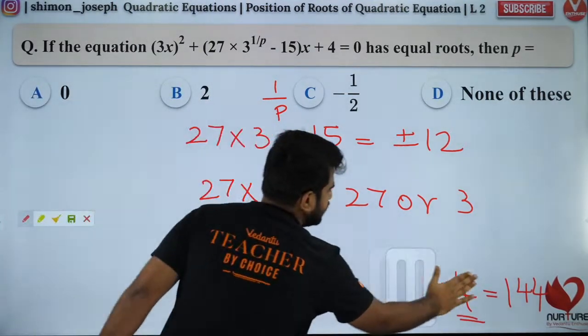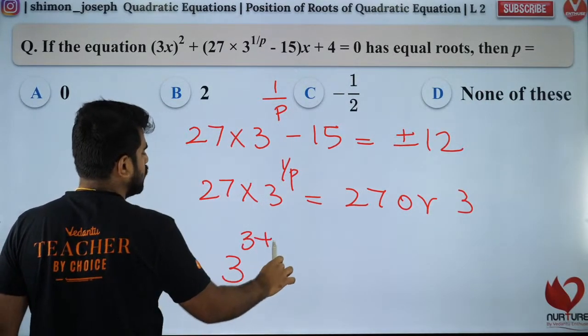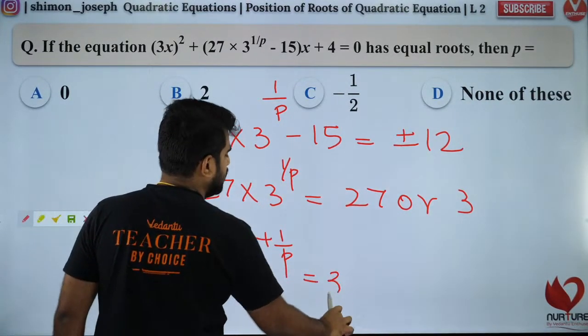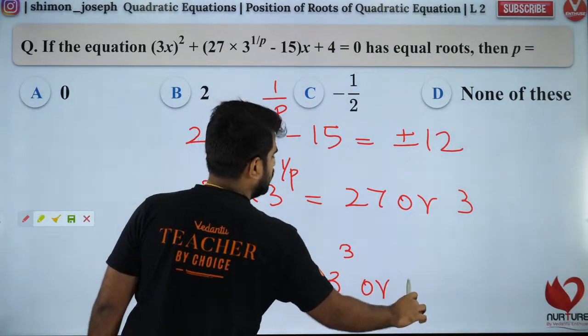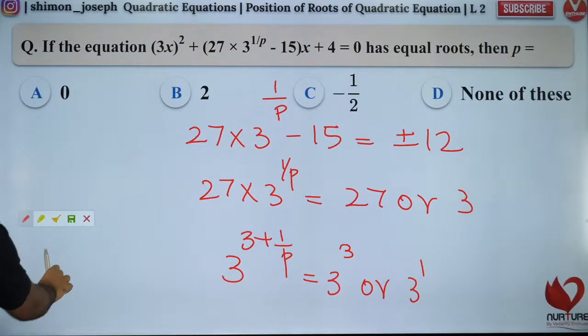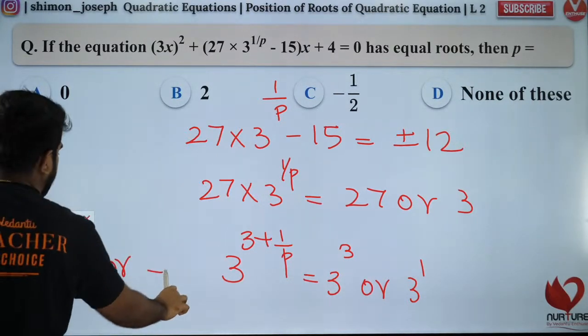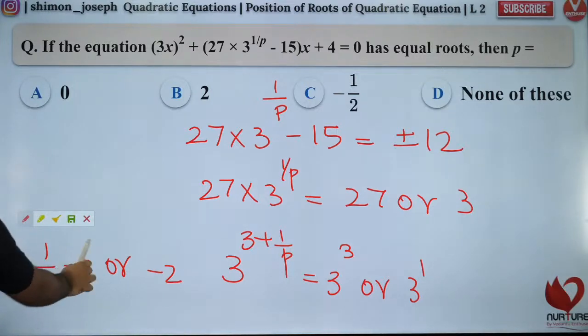So if you raise it and solve it, you will get what? 27 means what? 3 to the power 3 plus 1 by p is equal to 3 to the power 3 or 3 to the power 1. Got it? So you will get 1 by p to be 0 or 1 by p will be equal to minus 2.